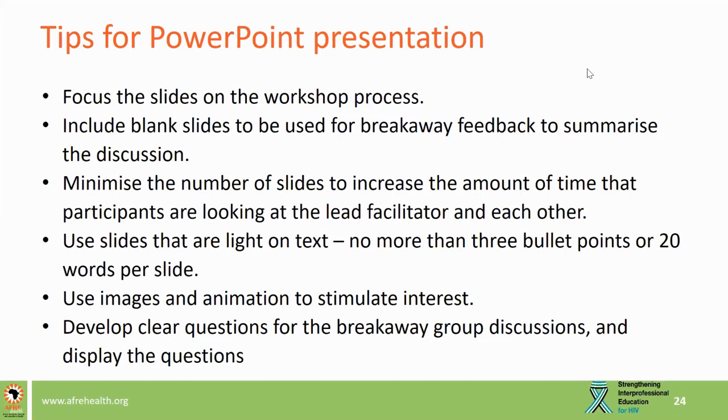So as I said, we want to minimize the number of slides because we would like to use as much time as possible for the participants to discuss. When we make those slides, they should ideally be light on text. Ideally, one should not have more than 3 bullets, and this slide is not a good example because it's got 6 bullets, or 20 words per slide, and I think we definitely have more than 20 words. So this is not a good illustration of a good PowerPoint slide. We can use images and animation to stimulate interest.